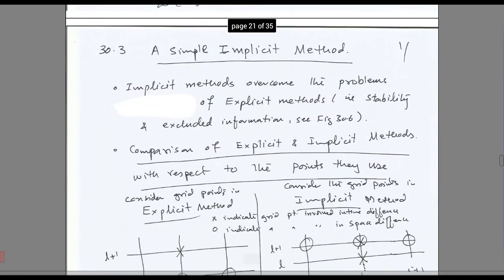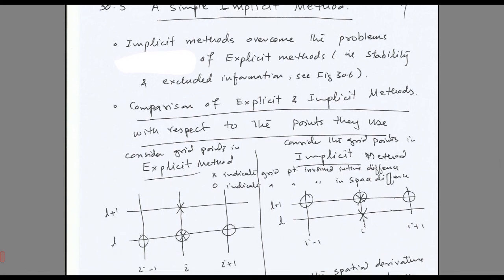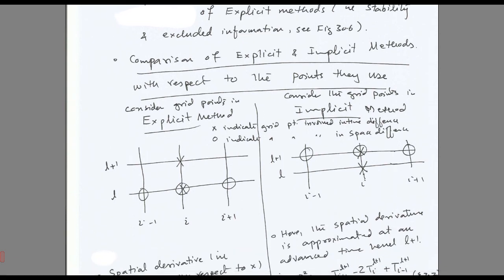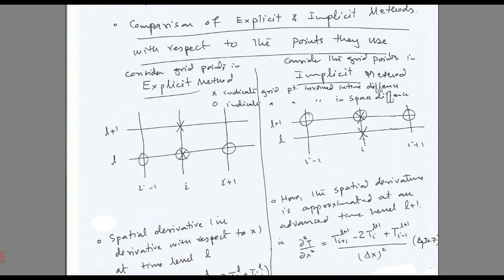A simple implicit method, and it's better to compare them. The implicit methods overcome the problems of the explicit method, that is the stability and the excluded information issue. So we are going to compare explicit and implicit methods with respect to the points they use. Now consider the grid points used for the explicit method. Here x indicates the grid point involved in the time difference, and the circle indicates the grid point involved in the space difference.